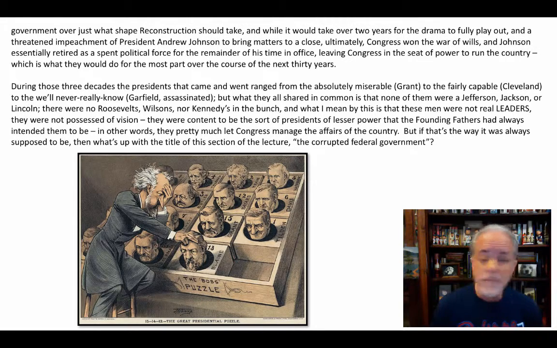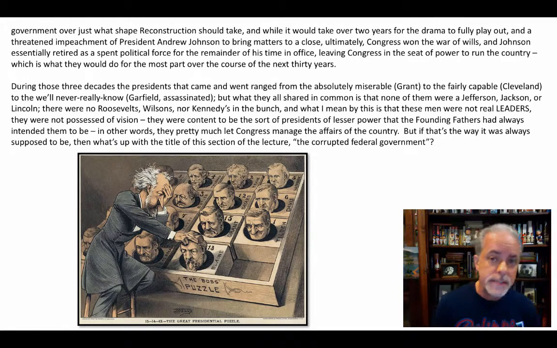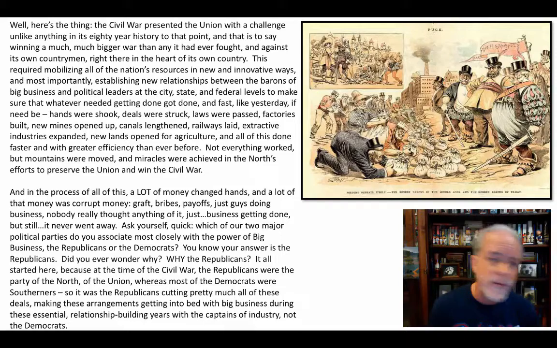But if that's the way it was always supposed to be, then what's up with the title of this section of the lecture, The Corrupted Federal Government? Well, here's the thing. The Civil War presented the Union with a challenge unlike anything in its 80-year history up to that point. And that is to say, winning a much, much bigger war than any it had ever fought, and against its own countrymen right there in the heart of its own country.